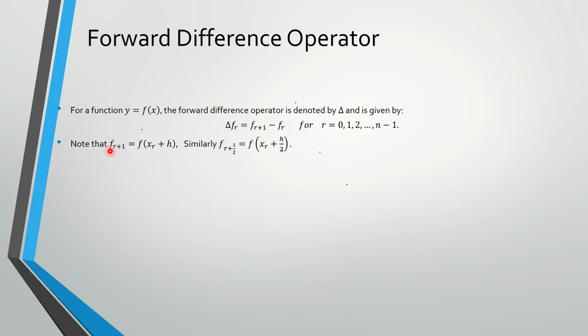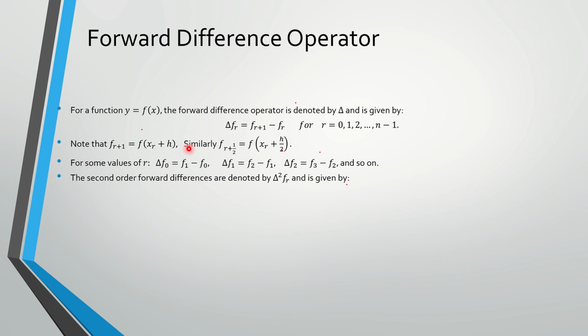Keeping in mind, what do we mean by fr plus 1? That basically means f of xr plus h, whereas fr plus 1 by 2 we need somewhere that will mean f of xr plus h by 2. Okay, and so for some specific values of r, if we take r equal to 0, we get the first order forward difference of f naught, which will be f1 minus f naught. This will be f2 minus f1 for f1, the first order difference, and so on.